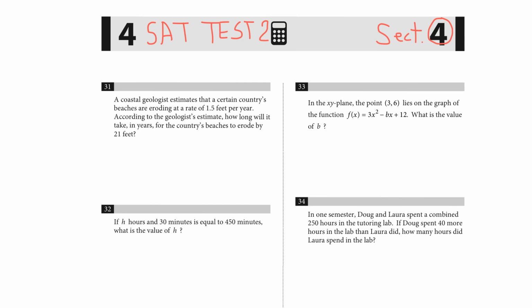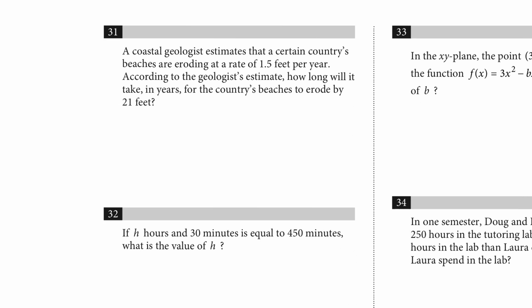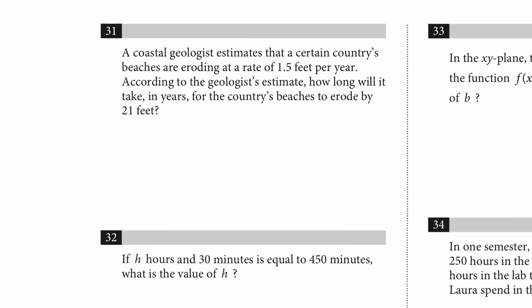Okay, we're going to do section 4, SAT test number 2, which is the calculator active section. It looks like we have 4 problems today, 31, 32, 33, 34. I'm getting close to the end of section 4 on test 2. So let's take a look at problem number 31 first.